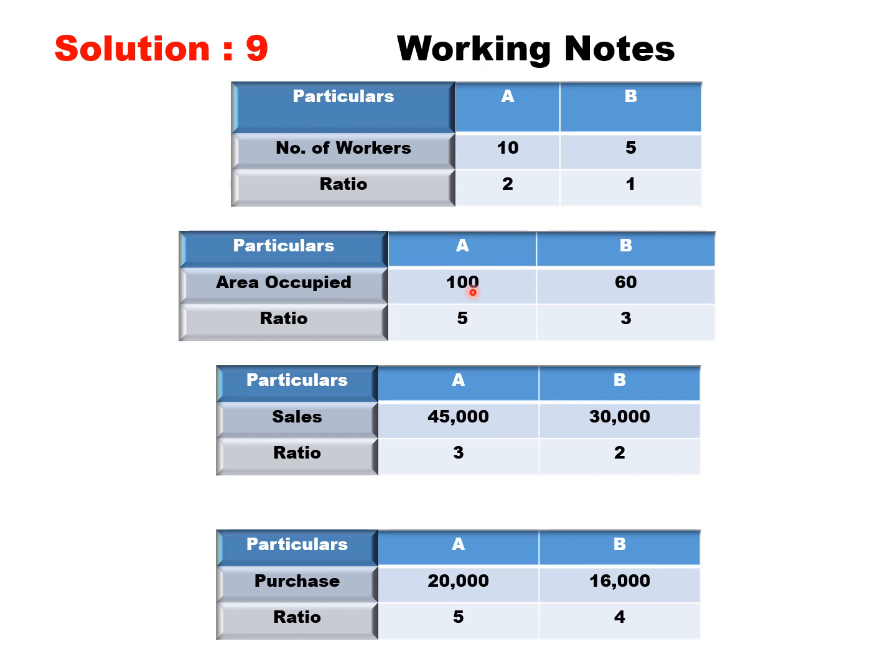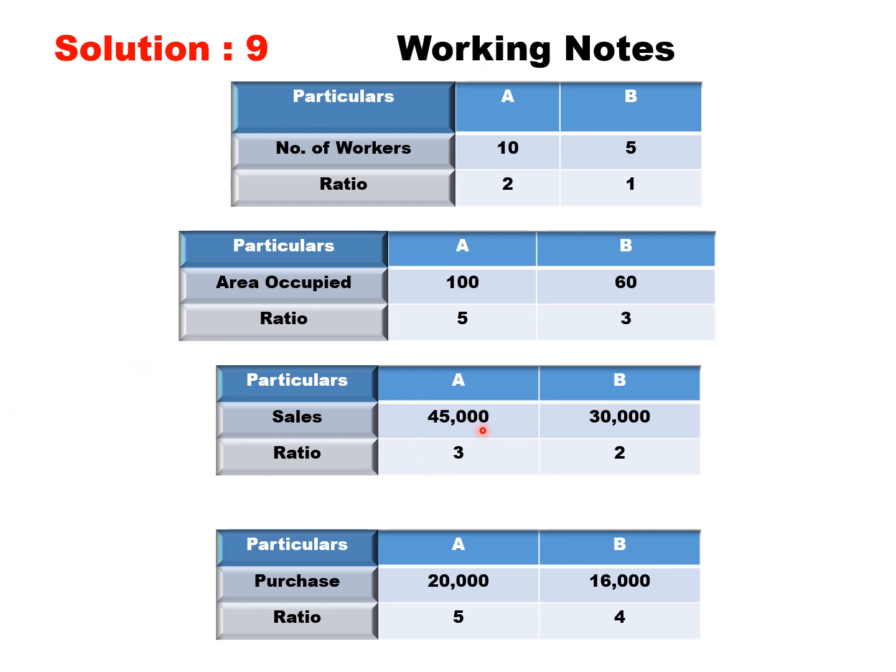Area occupied by Department A 100, Department B 60 square feet. So simplify: 20 fives are 100, 20 threes are 60. So the ratio will be 5:3. So area occupied ratio will help us to distribute the rental charges.